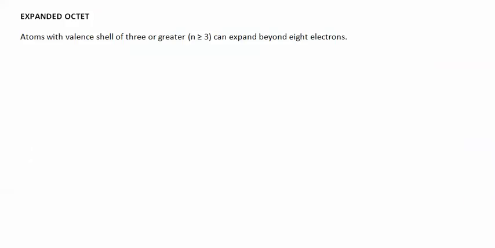Another way to not obey the octet rule is what we call an expanded octet. And that's atoms that have a valence shell of 3 or greater, so n equals 3 or greater, can expand beyond 8. They can have more than an octet.